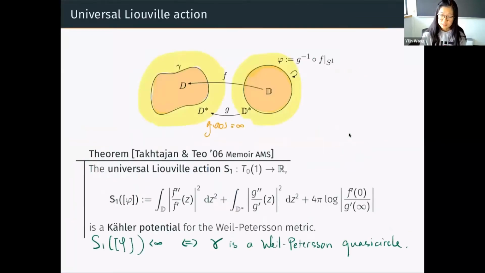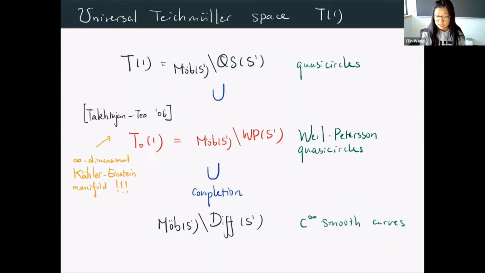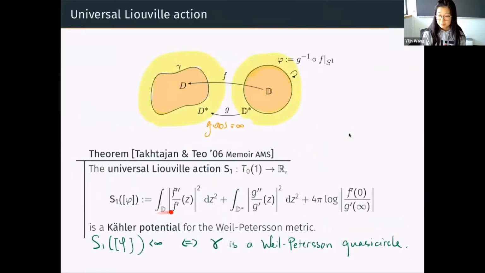And more importantly, they introduced this number called the universal Liouville action, which is only defined for this intermediate space, or just for Weil-Petersson quasicircles. It's very simple. You just look at these two conformal maps and write them explicitly in terms of F and G. And they show that this quantity is a Kähler potential for the Weil-Petersson metric, which just means that if one takes ddbar of this function, you can recover the symplectic form there.